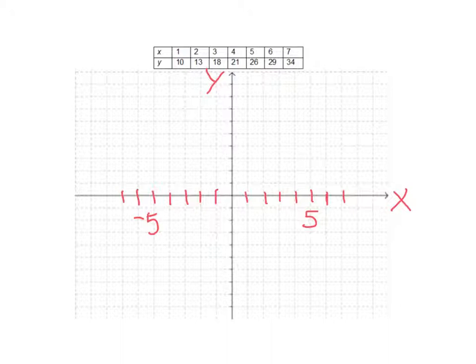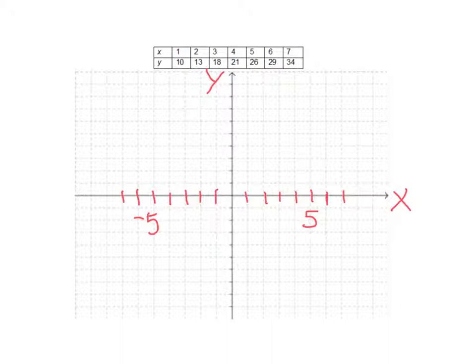Now my y-axis, my highest value is 34. So if I scale by ones on the y-axis, I'm not going to make it. It looks like I only go up to about 9 or maybe 10. So I need to make each mark worth a different amount than 1 in order to get 34 on my graph. All right, so what do you think would be a good number to use as our increments?